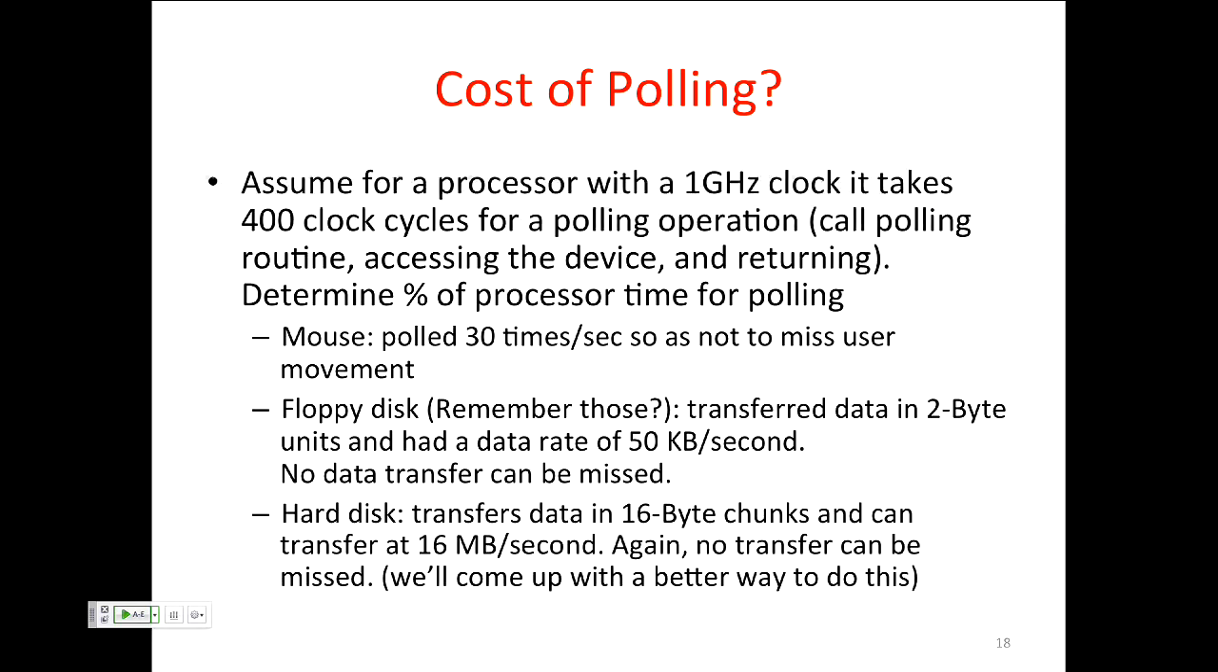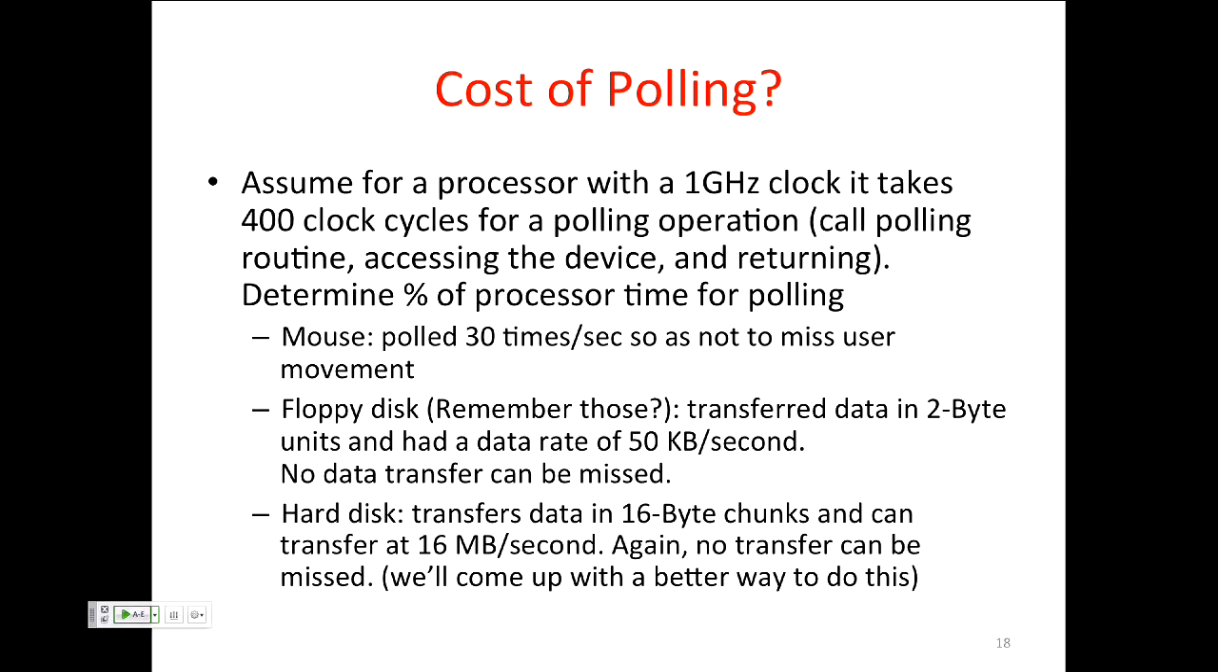And the same is true for a hard drive. So if you take this example of a hard drive which transfers data, say, in 16-byte chunks and transfers at 16 megabytes per second, which is a very old, very slow hard drive, that would still mean that we can't miss any of these transfers. So we constantly have to check, is the data available, bring it into the processor, then check for the next data, is it available, bring it into the processor. So you can't actually just drop any of that data.